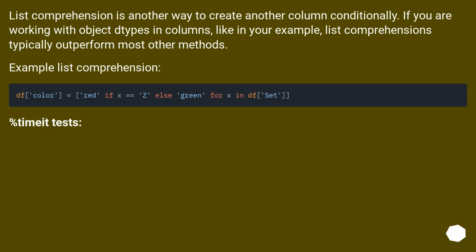List comprehension is another way to create another column conditionally. If you are working with object dtypes in columns, like in your example, list comprehensions typically outperform most other methods. Example list comprehension. %timeit tests.